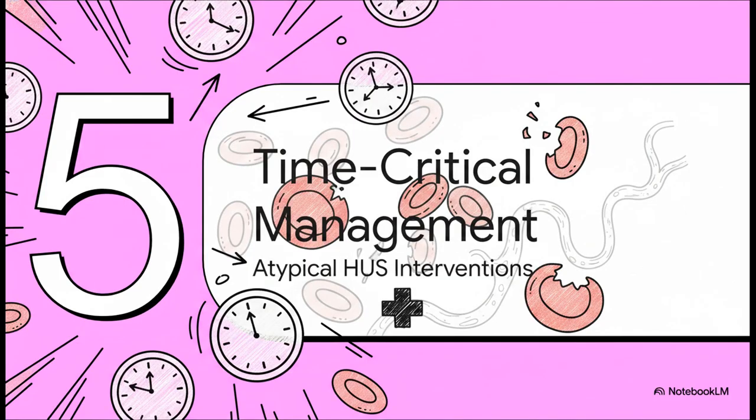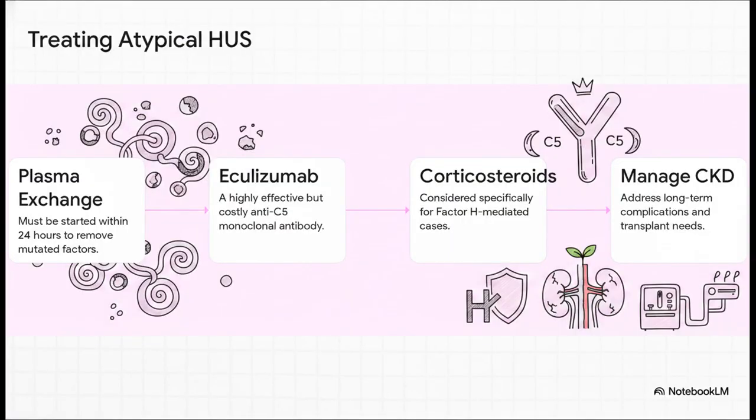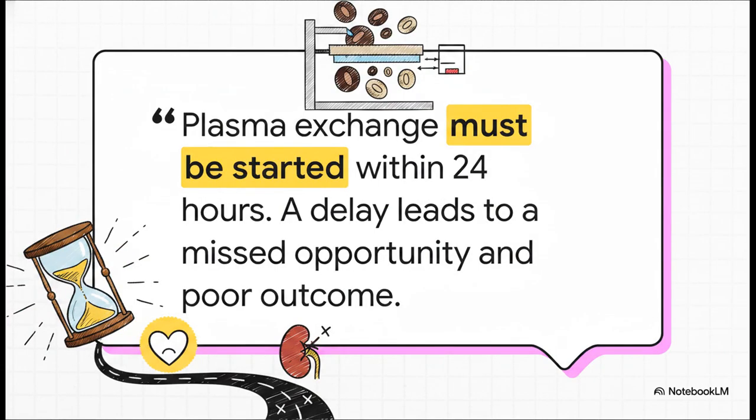Finally, let's address the urgent management required for patients who are diagnosed with atypical HUS. This is time critical. The cornerstone of therapy is immediate intervention to halt the complement-mediated damage. This means initiating plasma exchange, administering drugs like eculizumab, and then managing the long-term fallout. And this really underscores the absolute urgency of starting plasma exchange, or PLEX. It serves as a vital bridging therapy by removing the mutated complement factors from the patient's blood and supplying functional ones from donor plasma. Any delay is a missed opportunity.